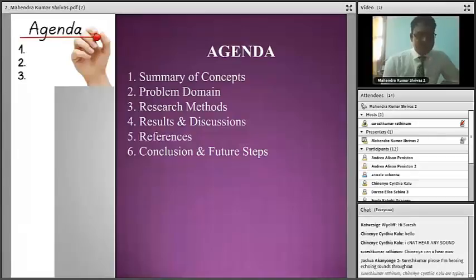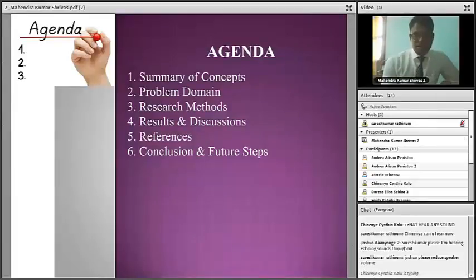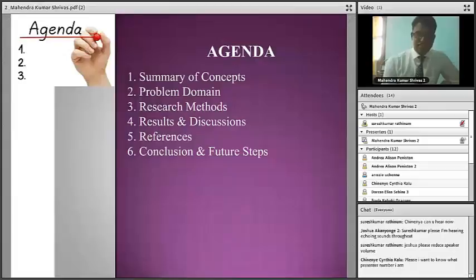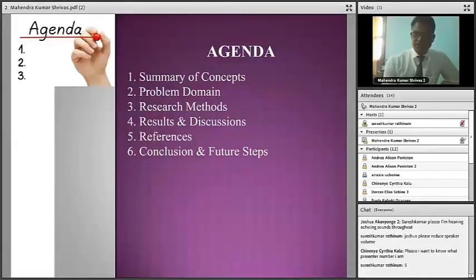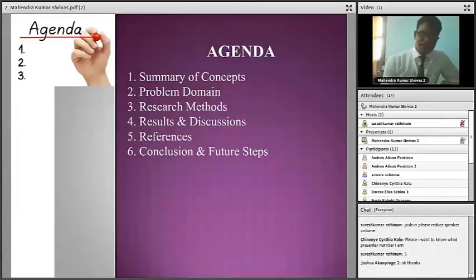As far as the agenda is concerned, we are going to start with a summary of concepts because this topic is a little bit technical, so we are going to understand the topics related to the research work. Then we will discuss the problem domain, what actually the problem is that we are facing, and why we have conducted this research. Then we are going to discuss the research methods, what methodology we have followed, and then our results and findings, a little bit of discussion on the references, followed by the conclusion.